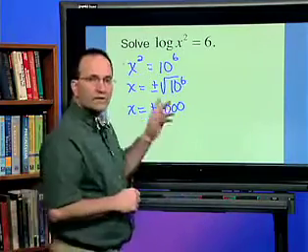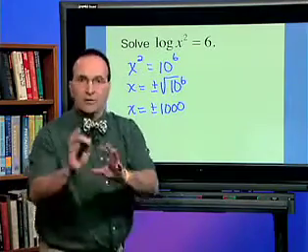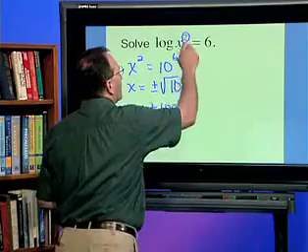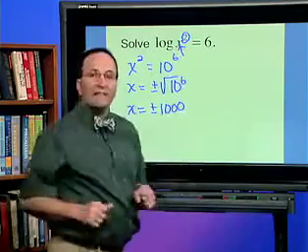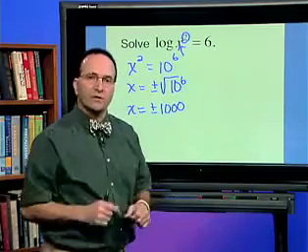So there are two answers that work. Now, you may say, well, wait a minute, you can't take the log of a negative number. And you're absolutely right, but remember that we're squaring x, and therefore, when we take the negative 1,000 and square it, it becomes positive, so it's okay.